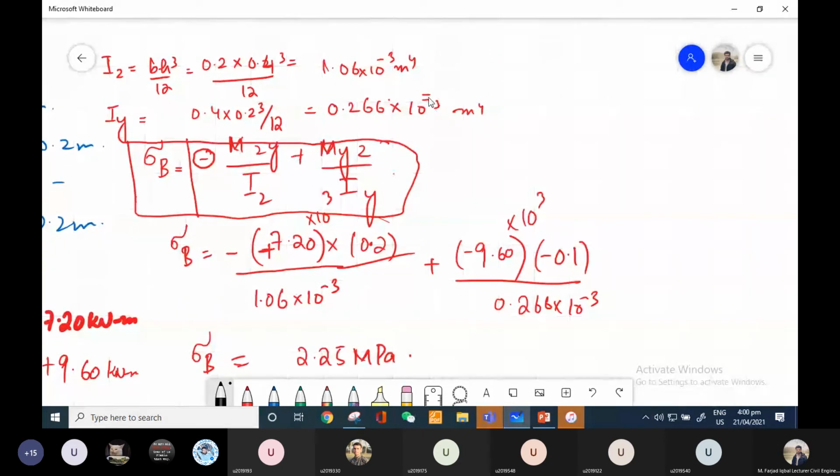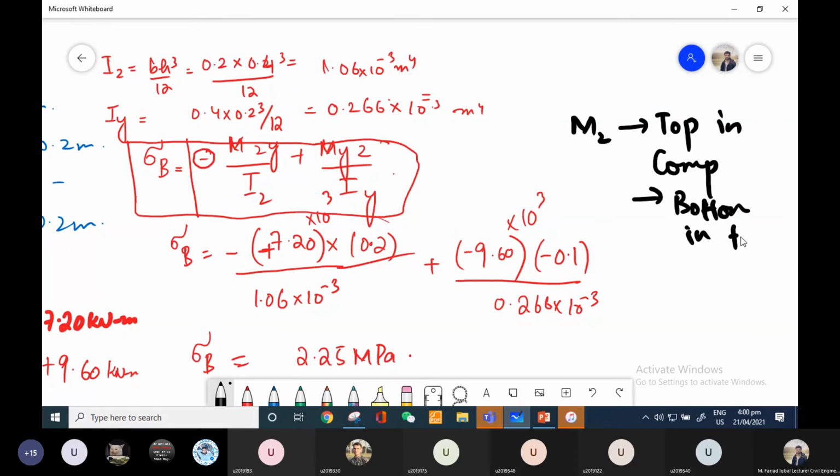Due to mz, top is in compression, okay, and bottom side is in tension, okay. So one thing is this one.